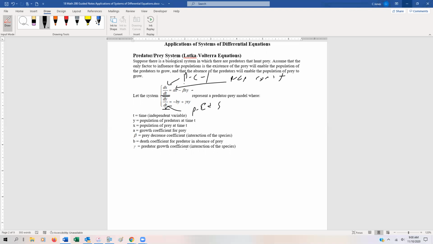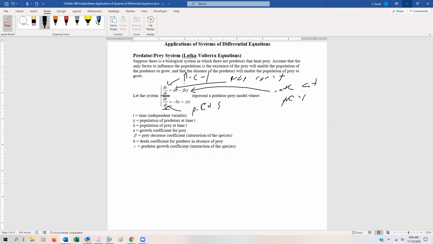And this term right here, minus βxy, is represented by the interaction of the two species. If the predator and the prey meet, then the predators are going to kill the prey. And what's the likelihood that they meet? That's going to be beta. So that's basically the rate of change of the prey, the rate at which we're preyed upon.